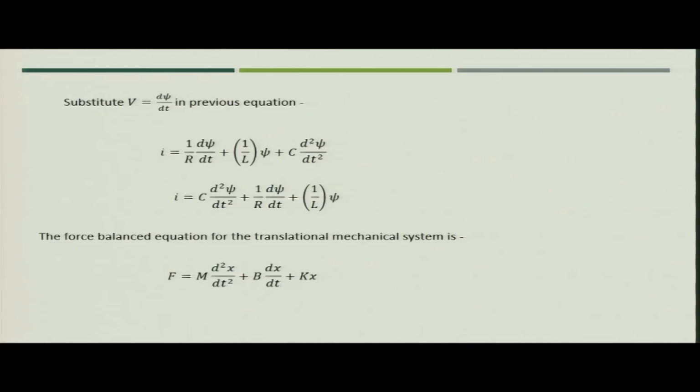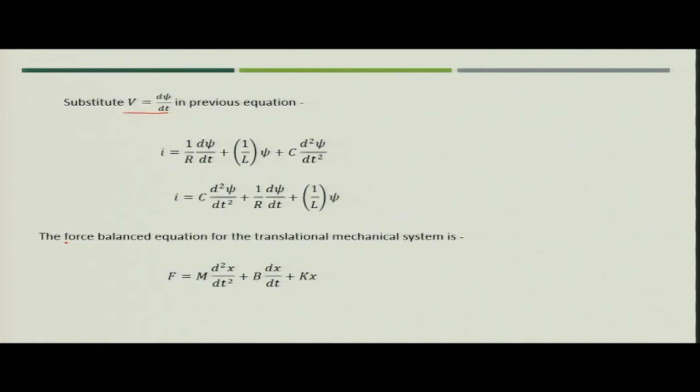Now, if we substitute V with d psi by dt, which is nothing but the magnetic flux, we can write I equal to 1 upon R d psi by dt plus 1 by L psi plus C d 2 psi by dt 2. Now, if you rearrange, I will be equal to C d 2 psi by dt 2 plus 1 by R d psi by dt plus 1 by L psi.